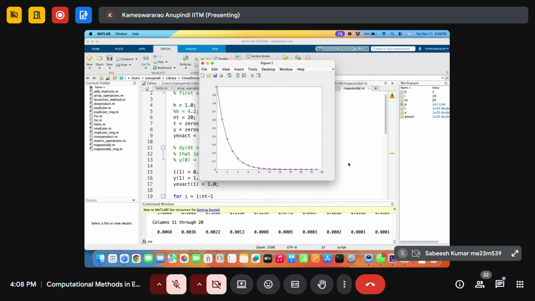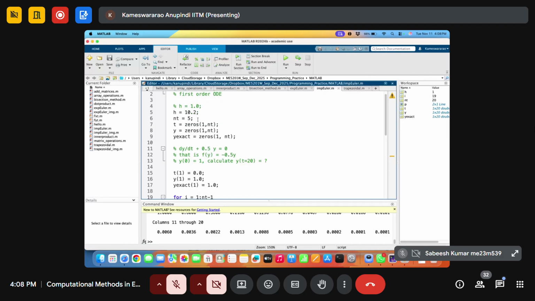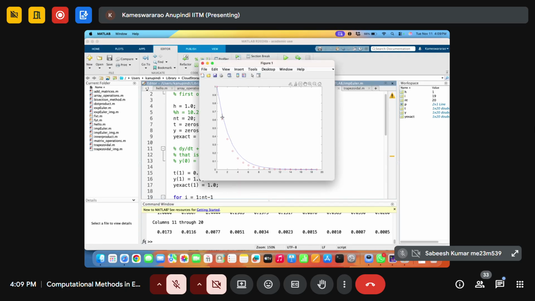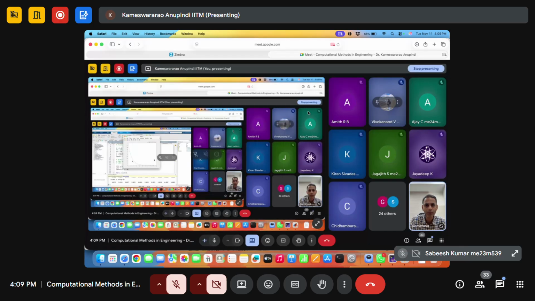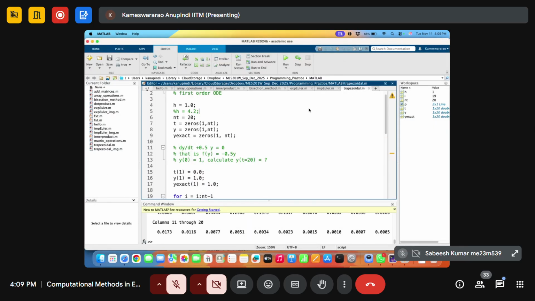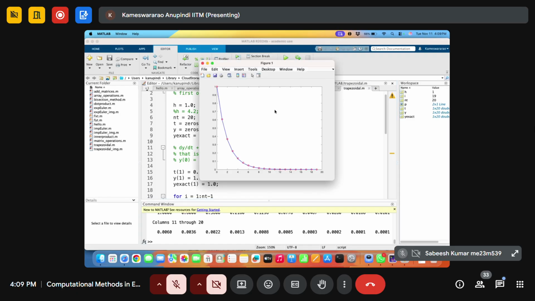Okay, so for example, if I go back and run the implicit Euler, you'll be able to see for h equals 1 that there is some difference. The red circles are not aligned with the blue ones. There is some error, but the moment you go to the trapezoidal method, that is gone. So it is second order accurate, so it gives you a much better answer.